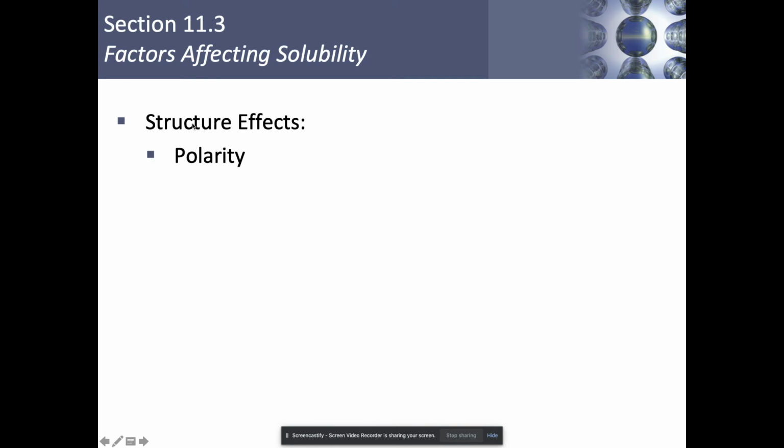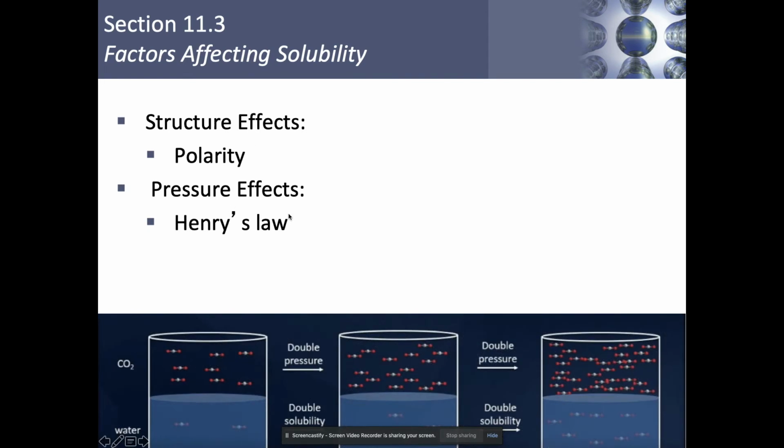So let's talk about structural effects. Let's talk about polarity and pressure, etc. So polarity, we kind of just talked about that. We'll talk a little bit more about it in a second, but we already touched on polar versus nonpolar. Pressure effects, that's Henry's law.